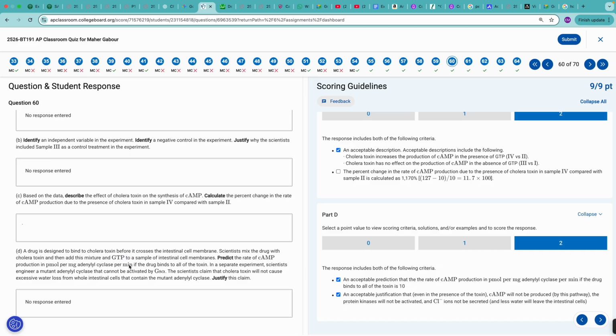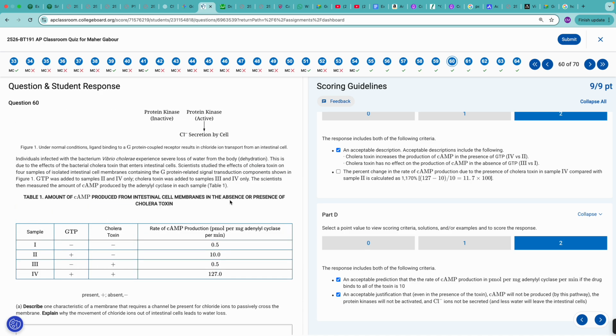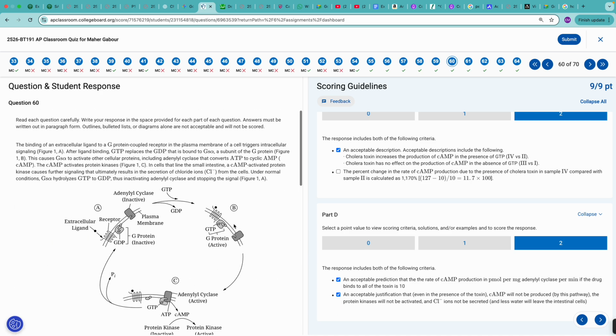Okay, so you have GTP, and you know that your adenyl cyclase can't be activated. So basically you don't have cholera toxin. GTP is there because you added it, cholera toxin isn't there. Rate of cyclic AMP is 10. Why is cholera toxin not there?